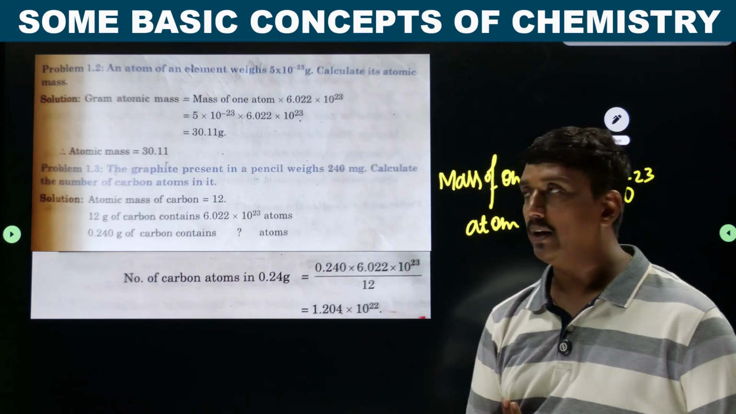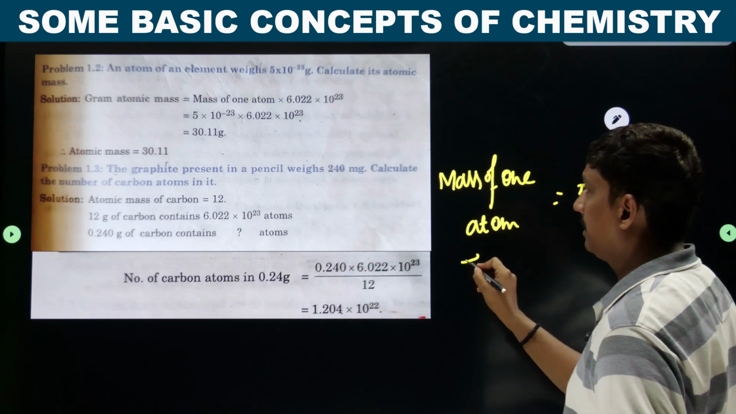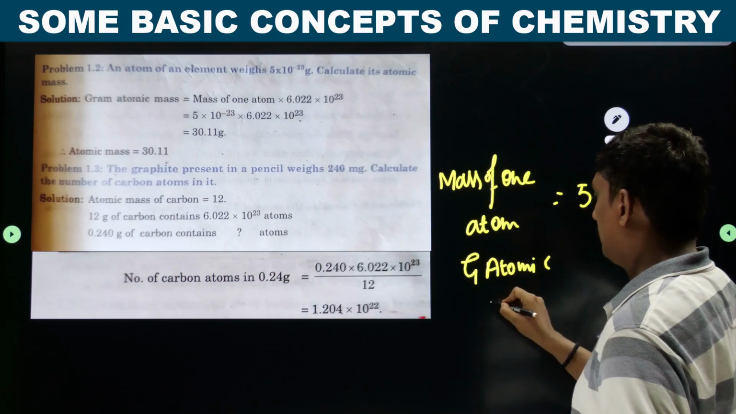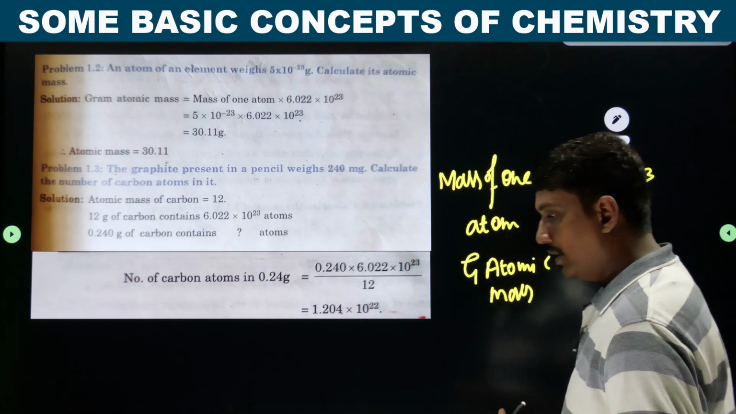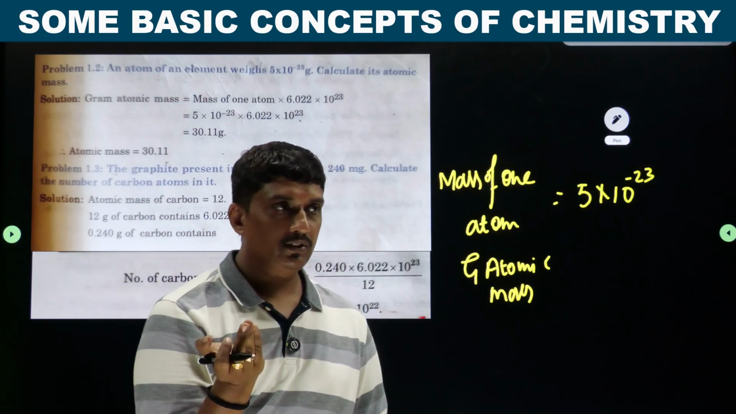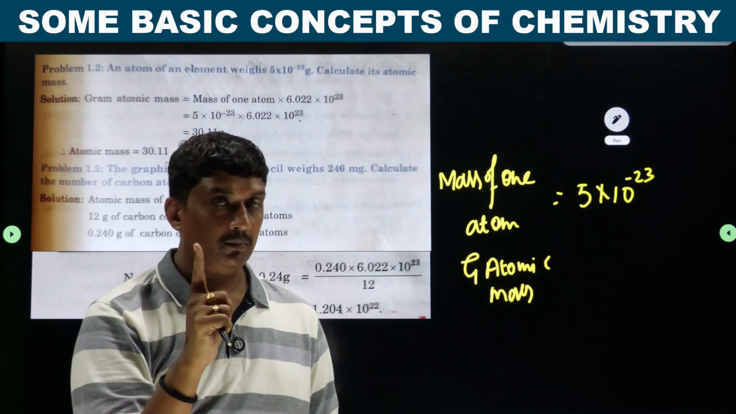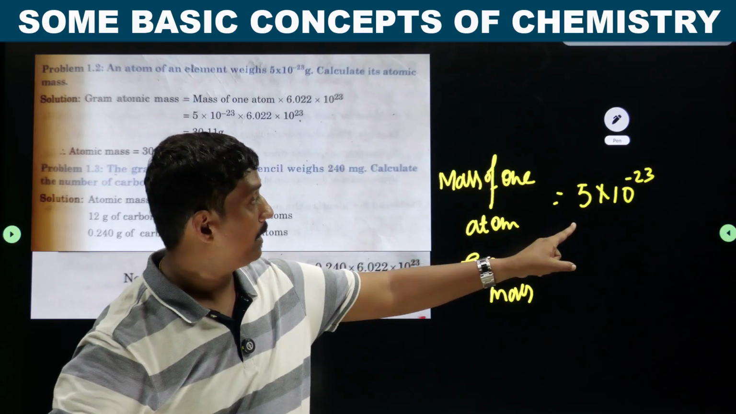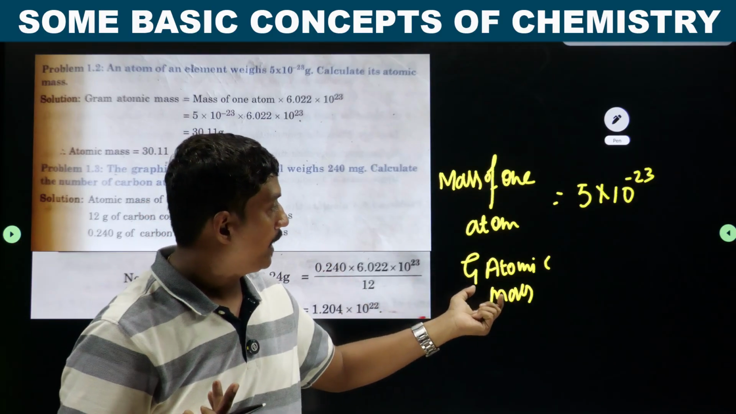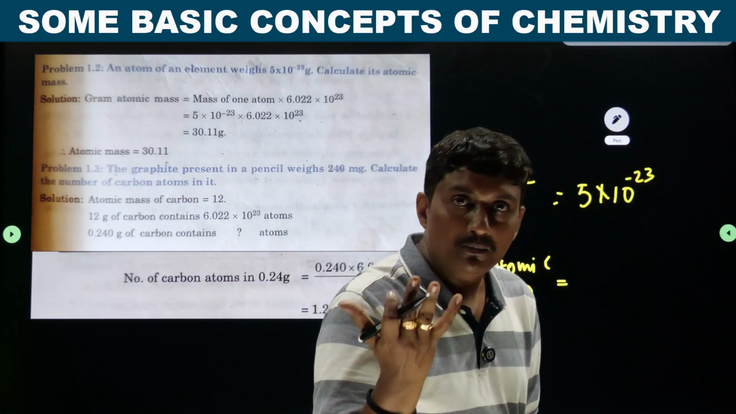Then what should you calculate? Gram atomic mass. If the mass of a substance is given, you have calculated the mass of one atom. Here, the mass of one atom is given, and you should calculate the gram atomic mass. So, if you want to get the gram atomic mass, how many atoms are required?